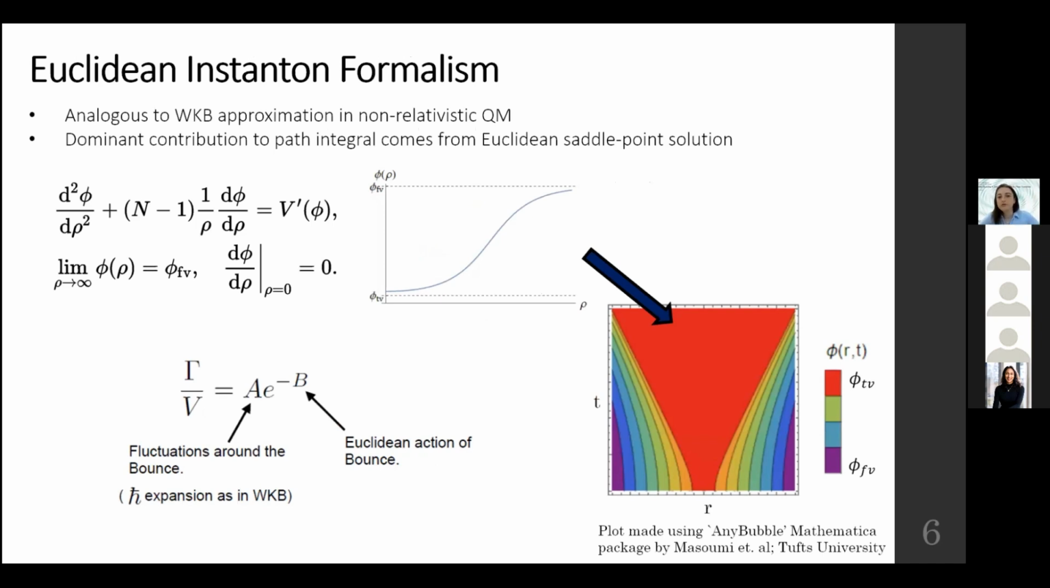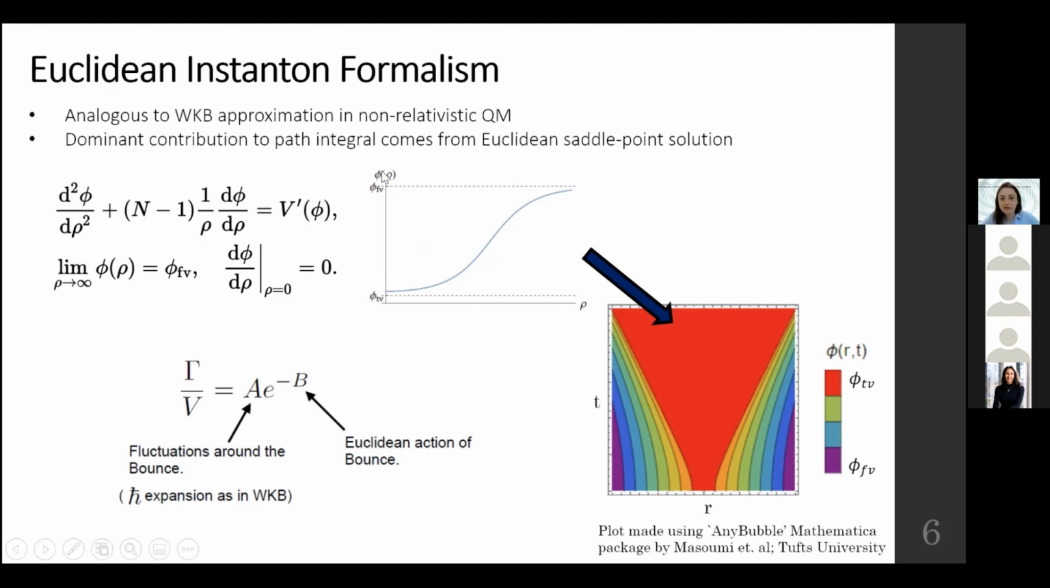And the dominant contribution to the dynamics, the path integral, comes from the classical solution, the Euclidean saddle point approximation. Here we have the equation of motion for the field. Notice that this is written in terms of Euclidean coordinates in n dimensions. And the solution to this equation of motion looks like this.